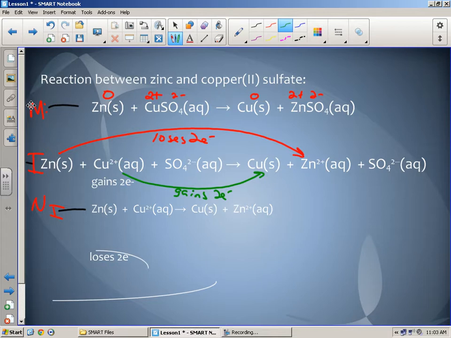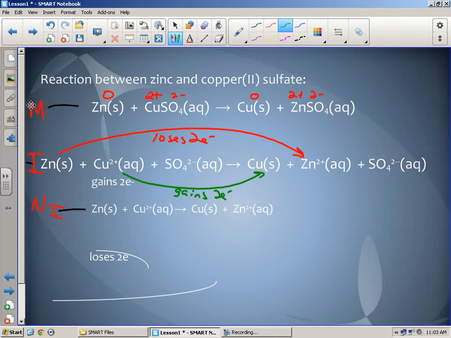2 plus to 0. Think about a number line, guys. I like to think of it in this way, but you can do it this way too. If you think of a number line, 2 plus is here, it's going down to 0. It's being reduced. It's going down in charge. Oxidized means it's going up in charge. So zinc, 0 going up to 2 plus, that's being oxidized. So that's what happens in a single replacement reaction.